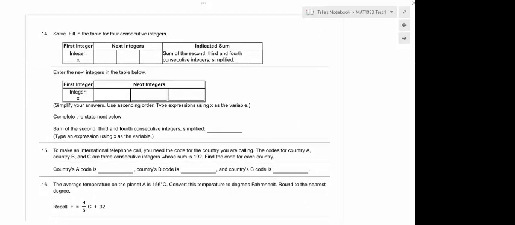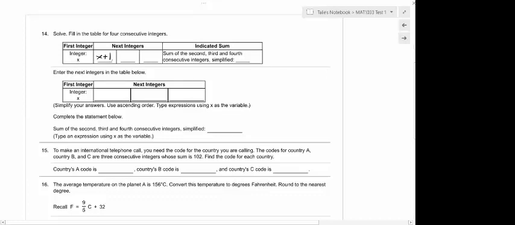Okay, for this one, we're going to start out by filling in the table. So we're looking at consecutive integers. So if you have a number like 7, what's the integer that comes after 7? 8. Good. And then how could you have gotten from 7 to 8? Technically, what did you add? 1. Okay, good. So if you have an integer x, the next integer is going to be x plus 1. You take the original integer and add 1 to it.